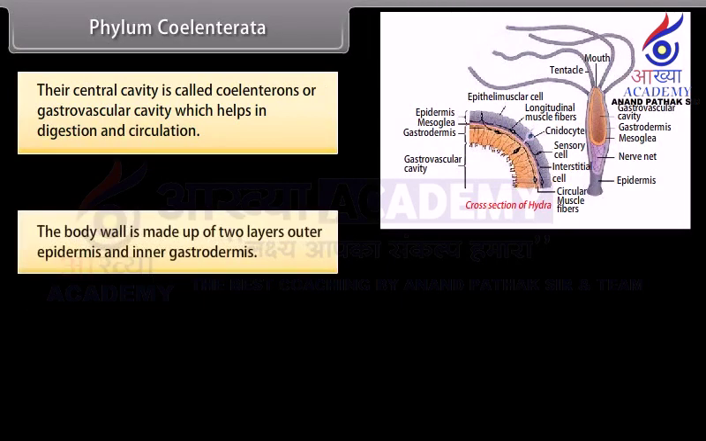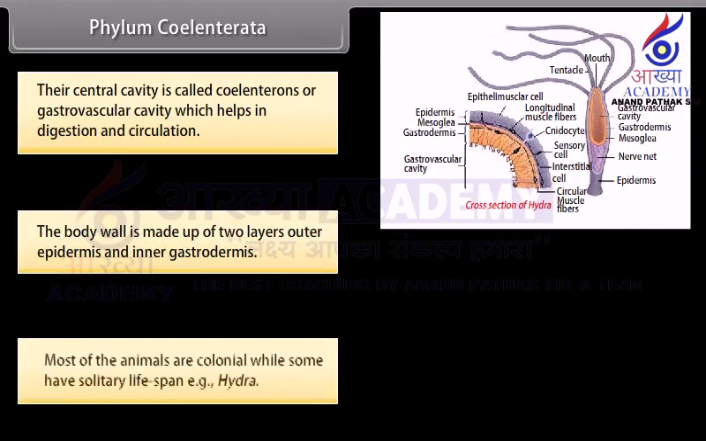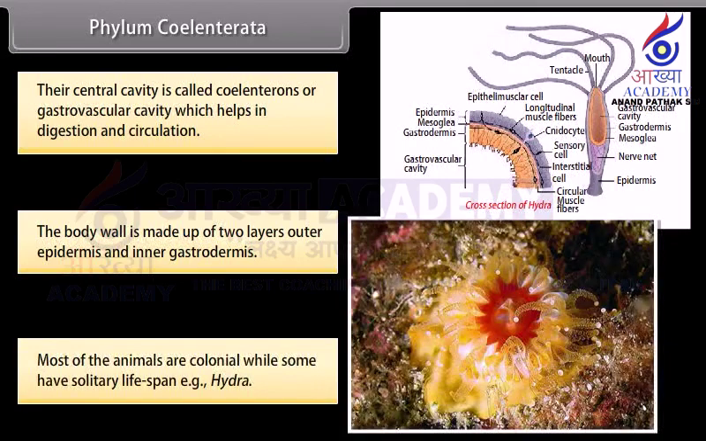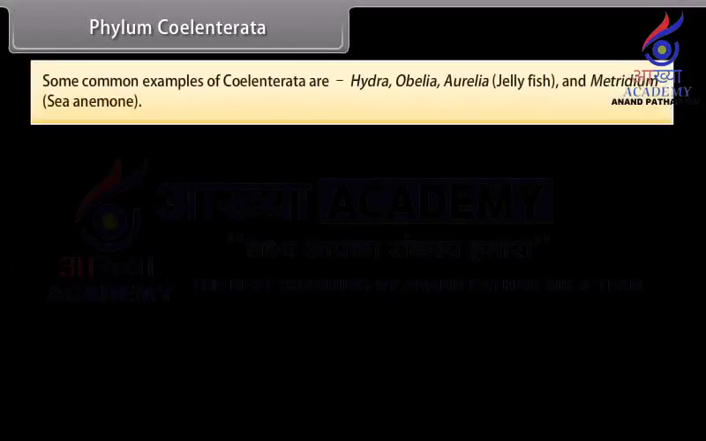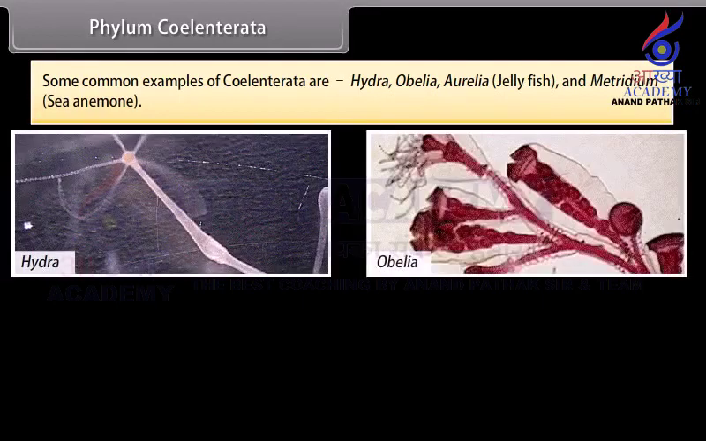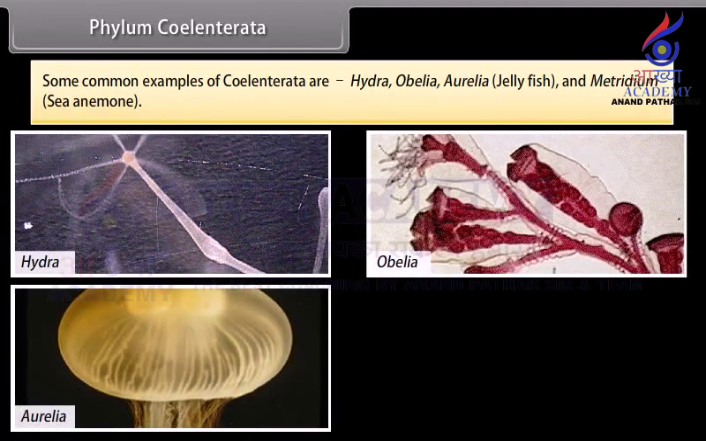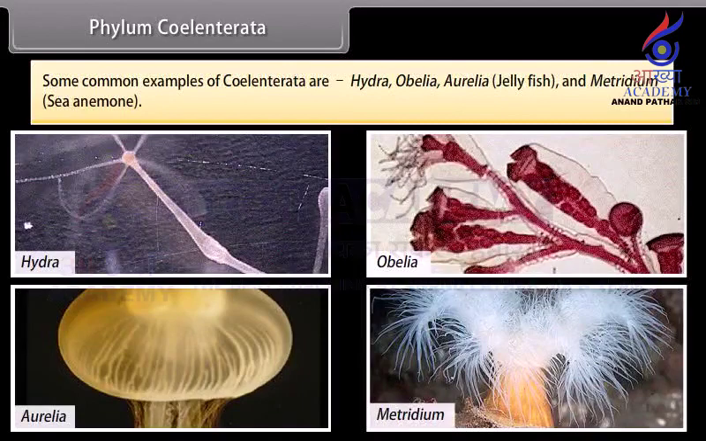The body wall is made up of two layers, outer epidermis and inner gastrodermis. Most of the animals are colonial, while some have a solitary lifespan, that is, Hydra. Some common examples of Coelentrata are Hydra, Obelia, Aurelia, jellyfish, and Metridium, sea anemone.